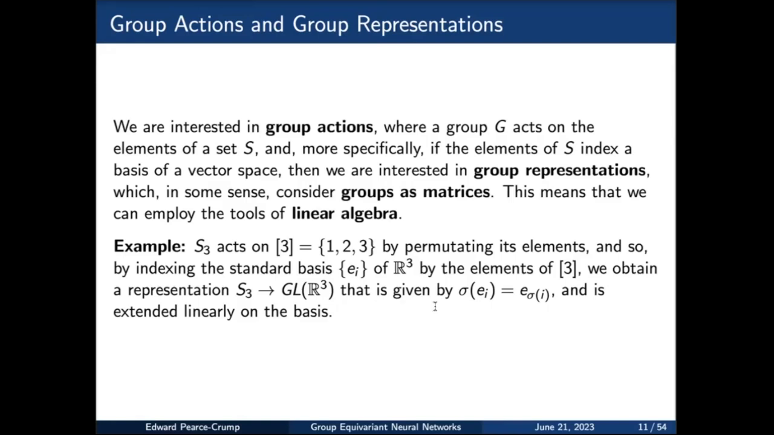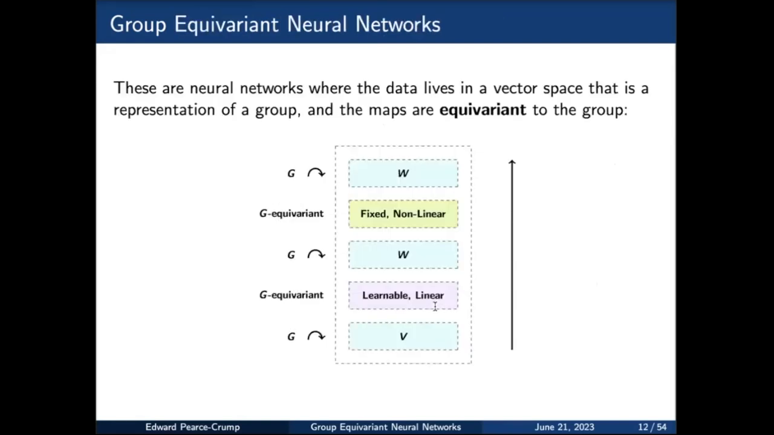So on the one hand, we've got these neural networks, and on the other hand, we have these group representations. And we can, in some sense, combine them, right? So this is the topic of the title of the talk, where we now have these group equivariant neural networks. So I'll explain equivariance in a second, but now what we have is the data now lives in representations of a particular group G. So here, V and W are representations. And we still have these learnable linear layers and the fixed nonlinear layers. But now the layers themselves become something called G-equivariant.